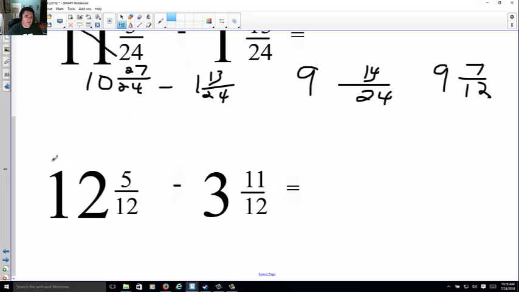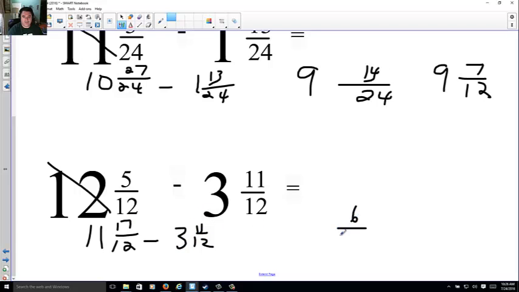5 minus 11 can't work. Cash in the 12 for an 11. I get 12 of them, so 12 plus 5 is 17. 17 over 12. And then 3 and 11 over 12. Alright, well, 17 minus 11 is 6 over 12. 11 minus 3 is 8. Now, yeah, I know I was going to take 6 and 12 and make 1/2, but do one thing at a time. Do this first, then do the big number, then reduce. That way you don't get confused and miss something.